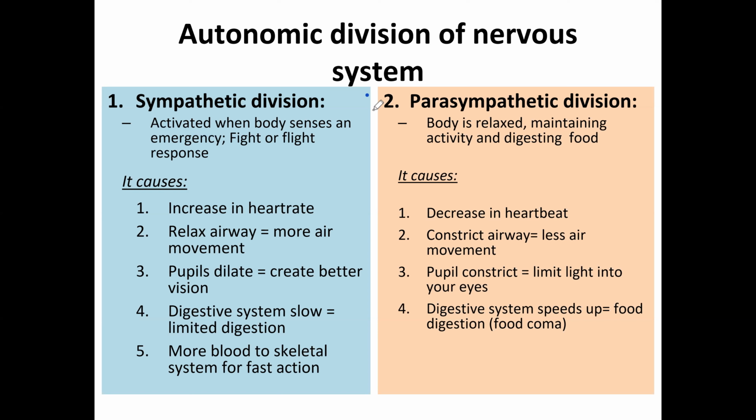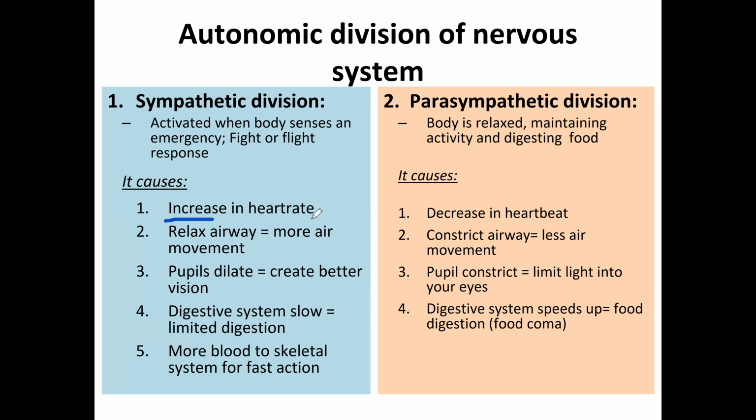Now, the parasympathetic division is rest and digest. So the body is relaxed, maintaining activity and digesting food. So then heart rate, what? It decreases. Constrict airways because you don't need that much air, so less air moves to your lungs. Pupils constrict, limiting light into your eyes, and the digestive system speeds up. Food digestion happens, right?